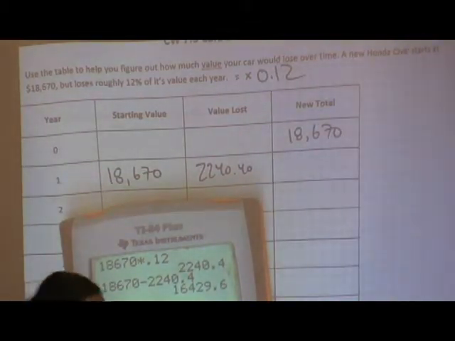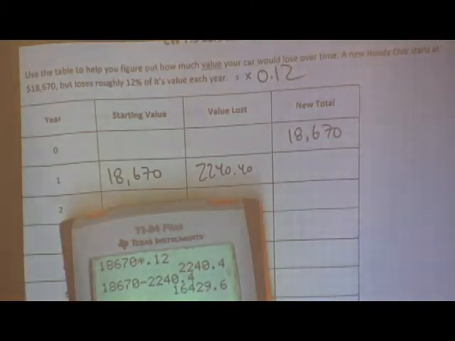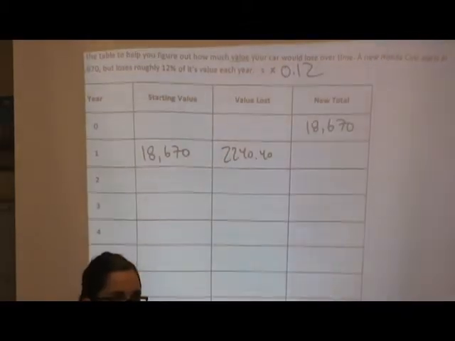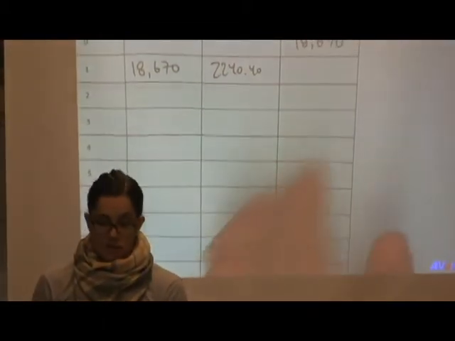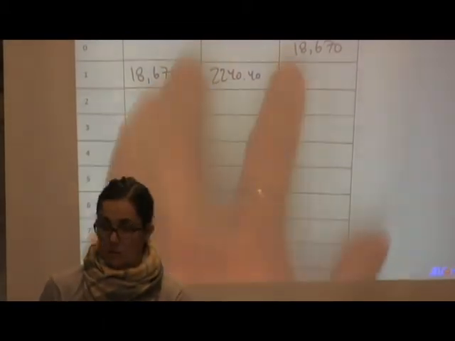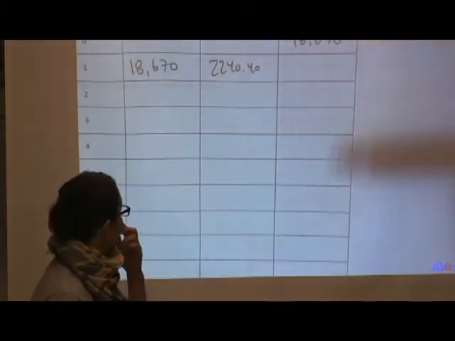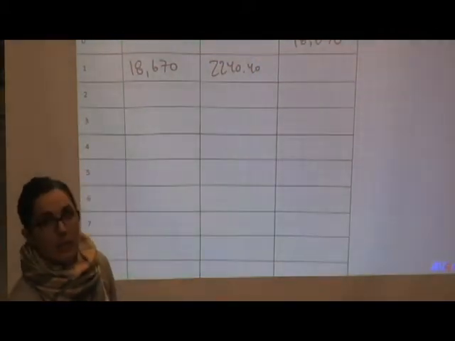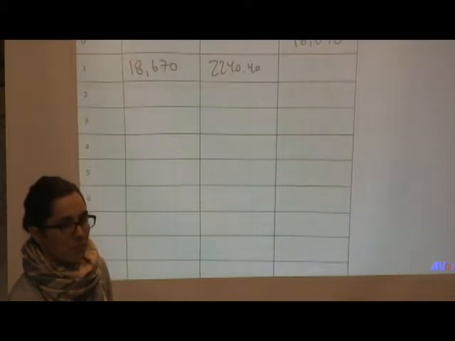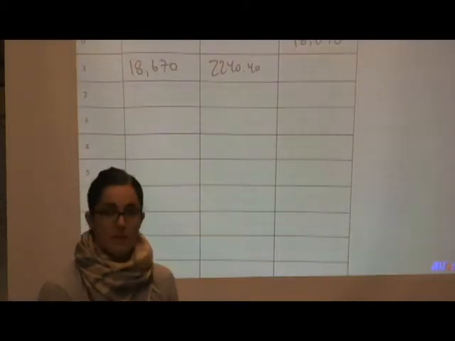16,429.60. And then use that to do the next one, and it's going to be different each time. It's not cheating. If you don't want to do all that, find the first few, then find a shortcut. But you need to have this column done. I need to know the price after 12 years, and we're going to compare that with the old table.